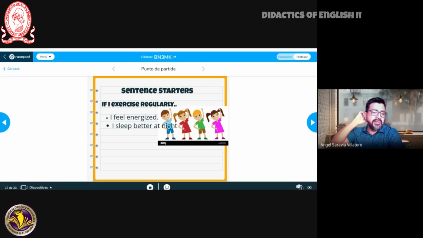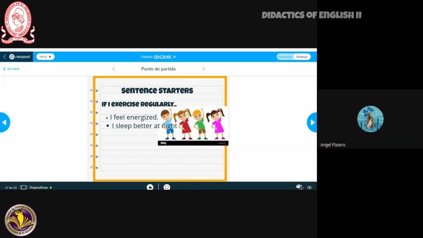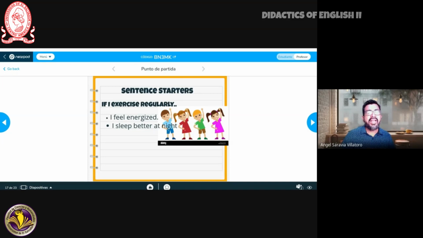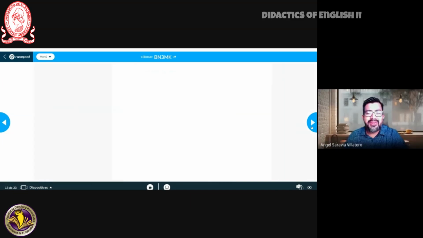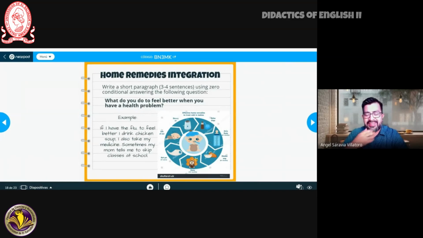If I exercise regularly, I feel energized. If I exercise regularly, I sleep better at night. So, for the time, you don't have to type or write a sentence right now, but you can do so in the next part of the exercise.